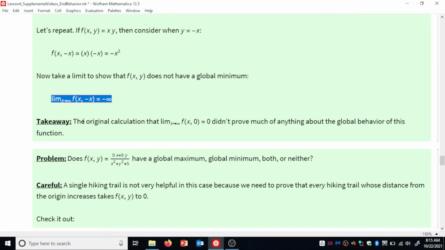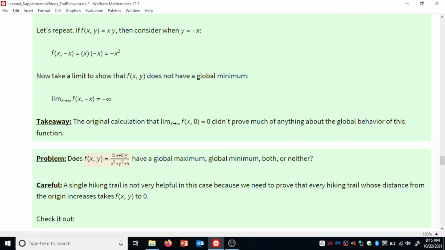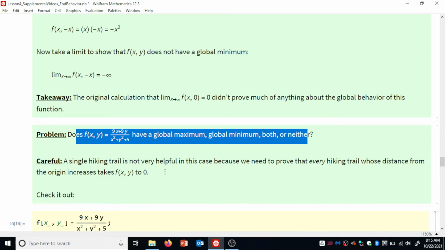So a single hiking trail doesn't prove that we do have a local max or global max or min, but if you could send it to infinity or negative infinity, it's useful for showing that we don't have a global max or a global min. Right, let's try one more. So here's another function. Does it have a global maximum, a global minimum, both or neither?